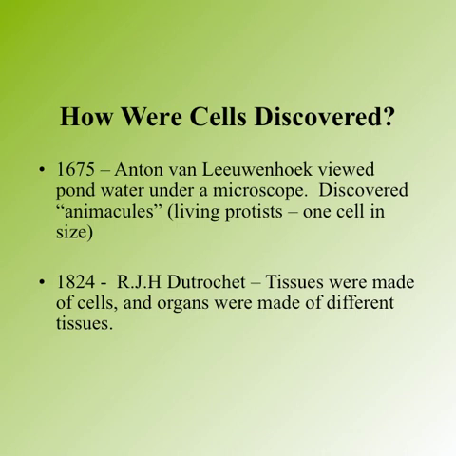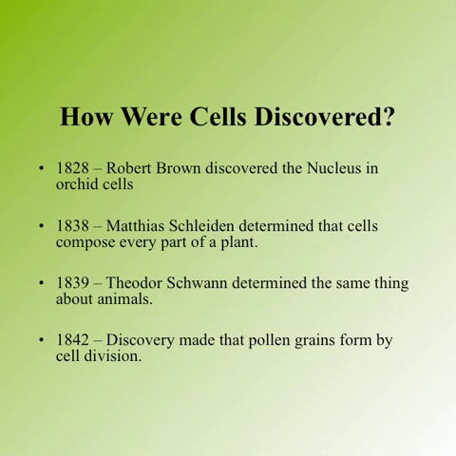Fast forward, almost 100 years, 150 years, and tissues are found to be made of cells. Figured out that the tissues of animals and humans are made of cells, and organs are made of different tissues. 1828, Robert Brown discovered the nucleus in an orchid cell. 1838, things are happening fast here. Schleiden determined that the cells compose every part of a plant, and in 39, Schwann determined the same thing about animals. And in 1842, discovery was made that pollen grains form from cell division.